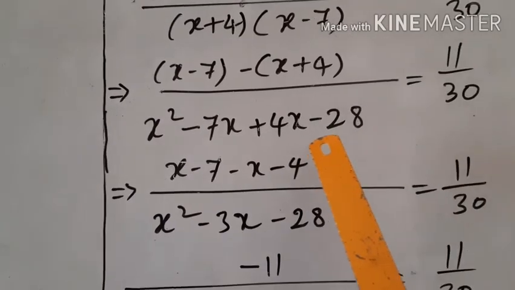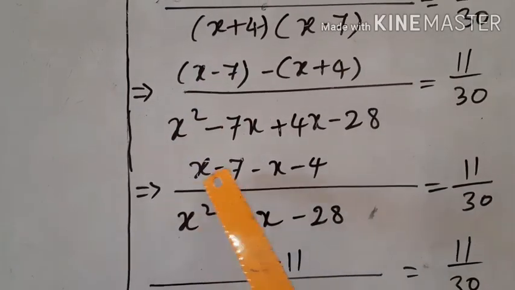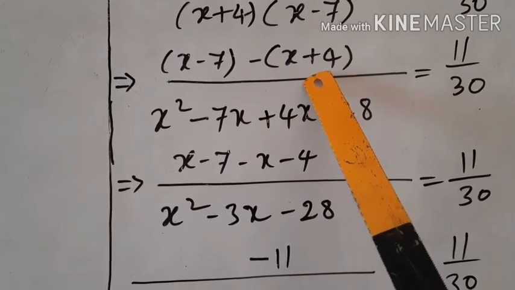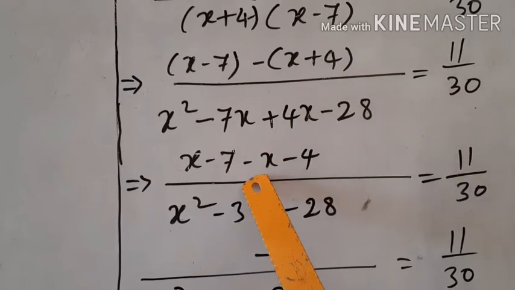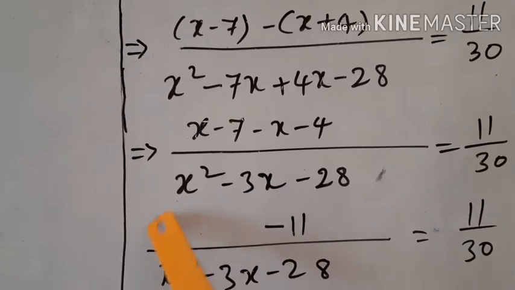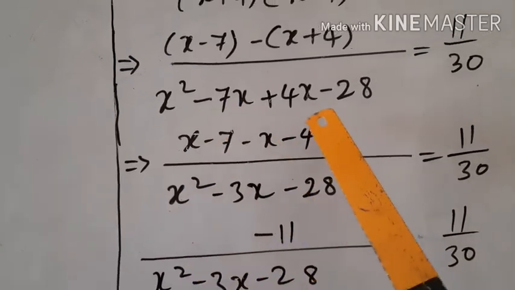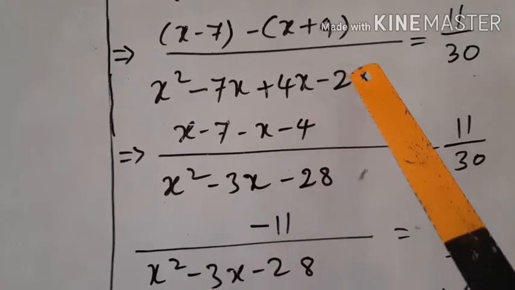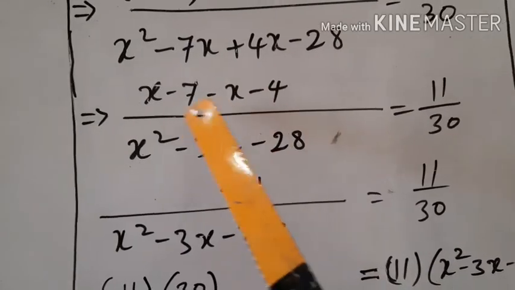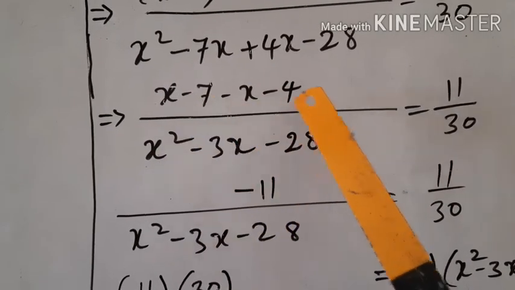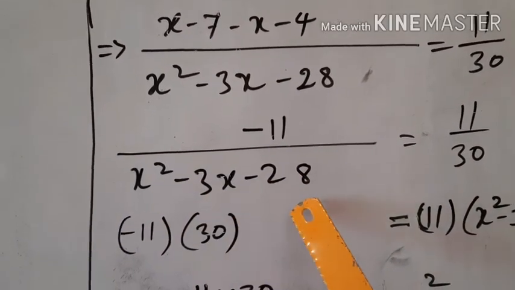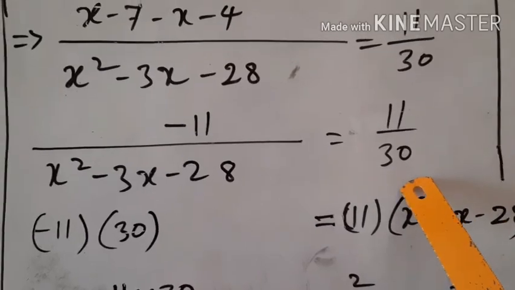So I bring these terms out. Therefore it is x minus 7. Outside the bracket there is a minus sign. Therefore the inner terms will change their sign and come out. Therefore plus x will come as minus x, plus 4 will come as minus 4, upon x square minus 7x plus 4x becomes minus 3x, and minus 28, is equal to 11 by 30. Here this minus x and plus x get cancelled. Therefore minus 7 minus 4 remains, that is minus 11, upon x square minus 3x minus 28 is equal to 11 by 30.